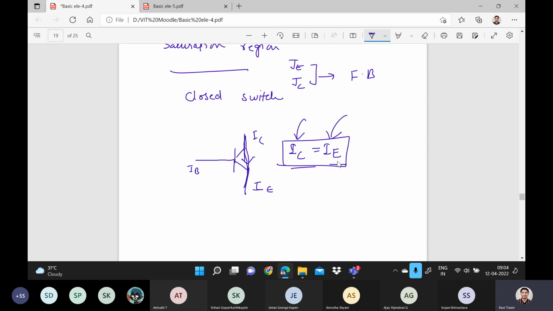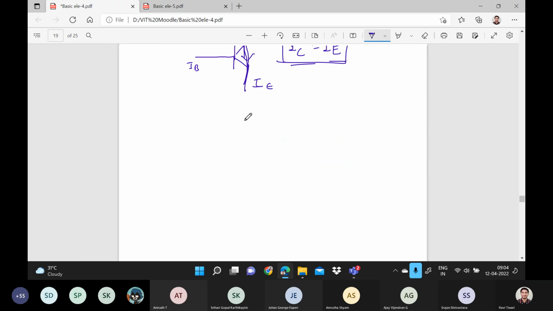So in this region, in which the transistor tends to behave as a closed switch, the transistor has the effect of its collector and emitter being shorted. And the collector and emitter currents are maximum in this mode of operation. Now, in the saturation region, as I told you, it will behave as a closed switch so that you are getting the collector current same as the emitter current.